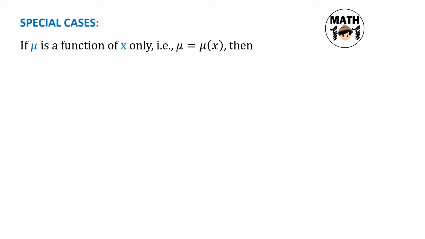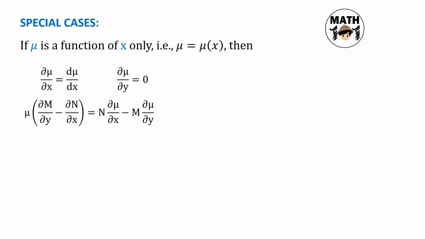The first case is that if mu is a function of x only. So if mu is a function of x only, then if we take the derivative of mu with respect to x, since it is now a function of x only, it is the derivative of mu with respect to x. And if we take the partial derivative of mu with respect to y, take note, since it is a function of x, when we differentiate it with respect to y, it will be considered a constant, so it is equal to 0. Considering now the previous equation that we got, we can now cancel the term M times the partial derivative of mu with respect to y.